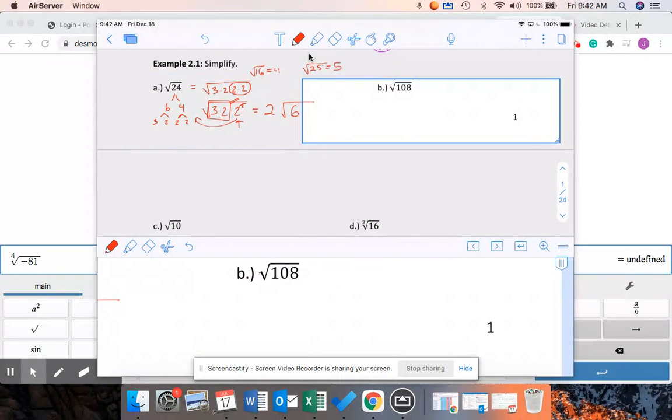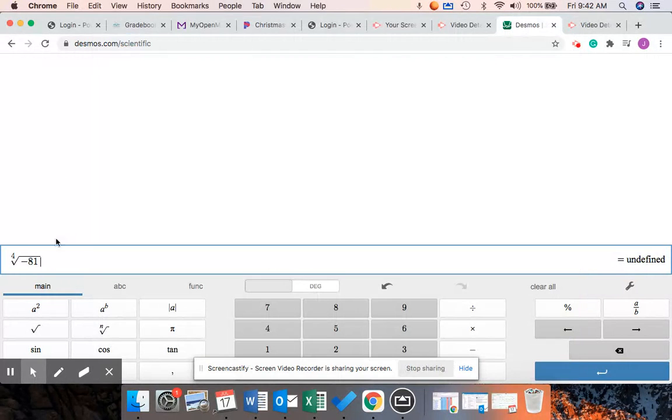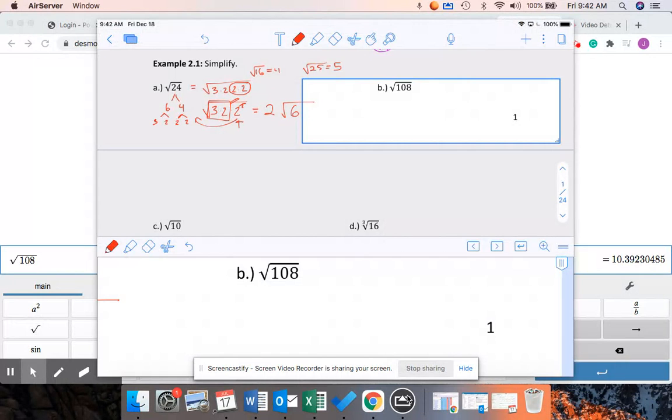Let's do another one here. Square root of 108, let's double check. Is that a perfect square? I don't believe so, because 100 would be 10, and 144 would be 12, 121 would be 11, but let's try just in case. Yes, I was right. It is not a perfect square, so we're going to have to simplify this one instead.